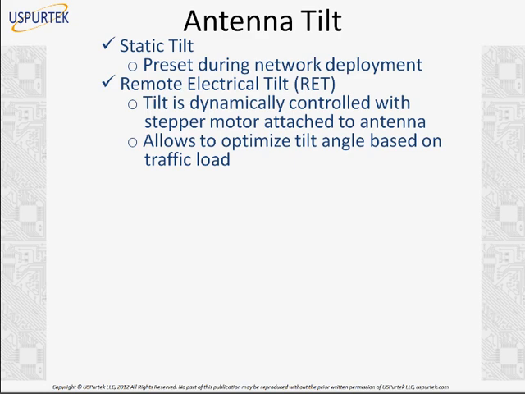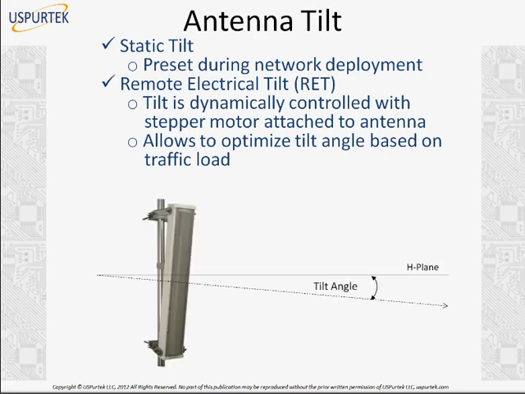Well, there is a question: why not tilt the beam itself electrically? Yes, of course, that is possible. But in simple antennas, that cannot be done, because you need an array of antennas. Antenna arrays are expensive, and they are used only for specific single elements. You cannot tilt the beam, you have to physically tilt it. Okay. So static tilt. In static tilt, you preset it during network deployment. When you install the cell tower and the antenna on top of it, you determine what the tilt angle should be, and you mount it accordingly.